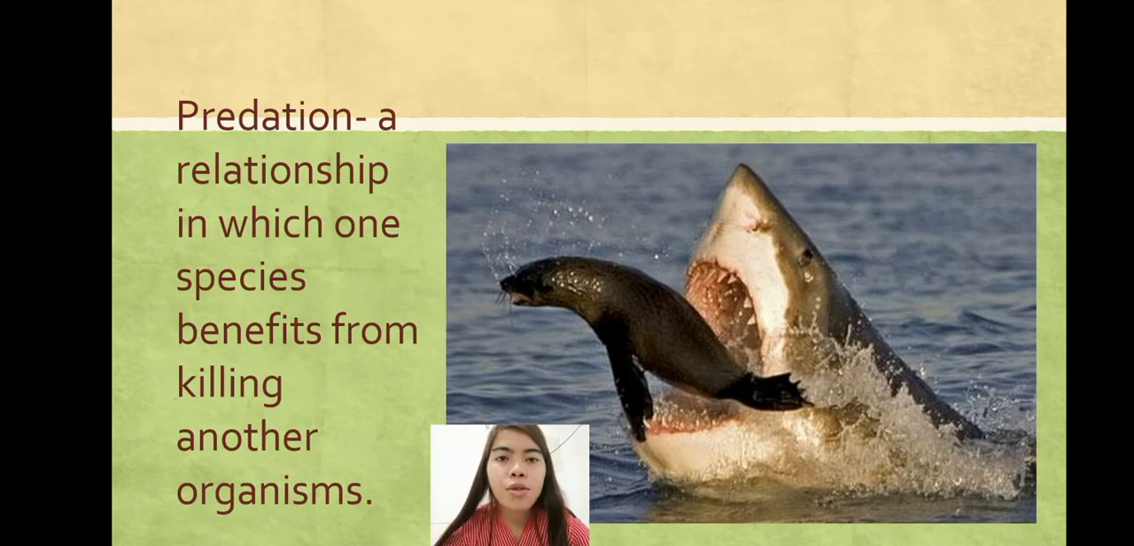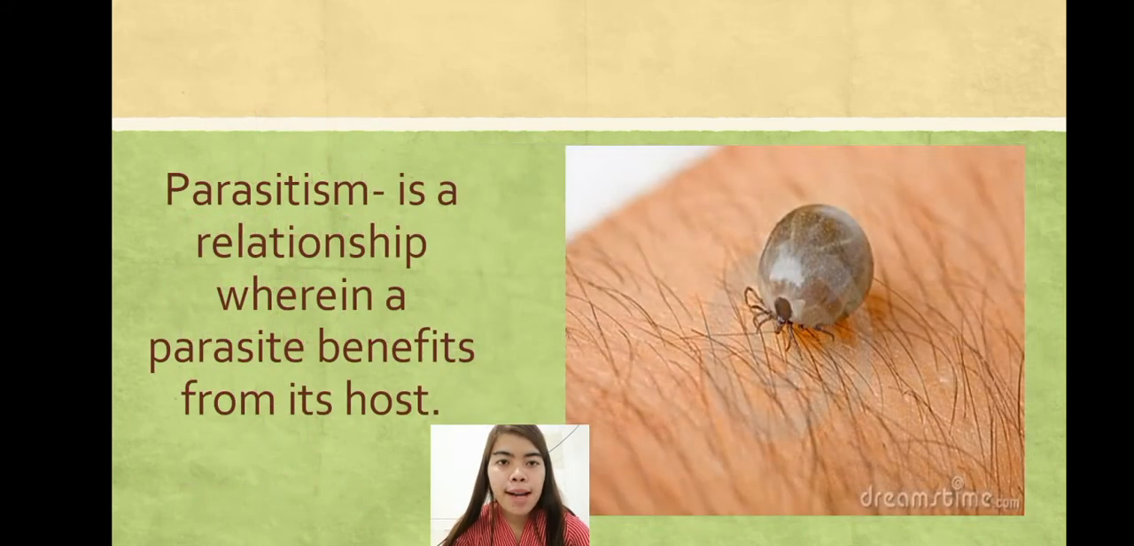Okay, so understood? As what you can see on the picture, yung shark, siya yung predator. While yung seal, na gusto kainin ng shark, siya yung prey. Okay, it serves as food to the predator. Next, we have parasitism. It is a relationship wherein a parasite benefits from its host. Okay, so the host is always harmed in this kind of relationship. And yung naka-benefit lang is what we call the parasite.